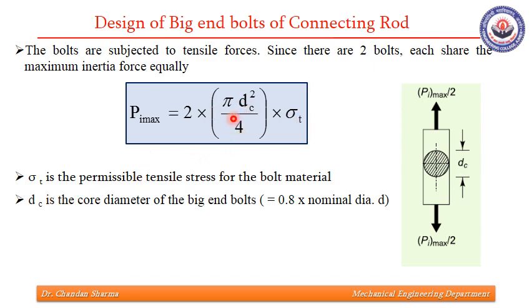In this equation, the only unknown left is dc. So we can find dc, and using the relation dc is 0.8 times nominal diameter, we can find the diameter of the bolts.